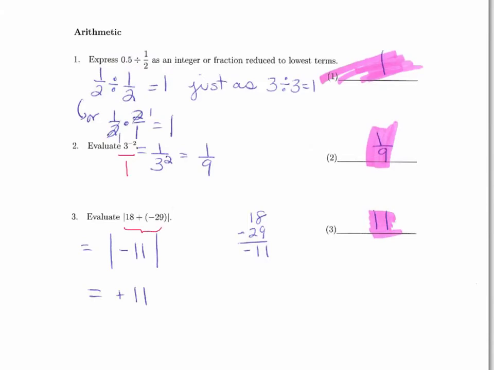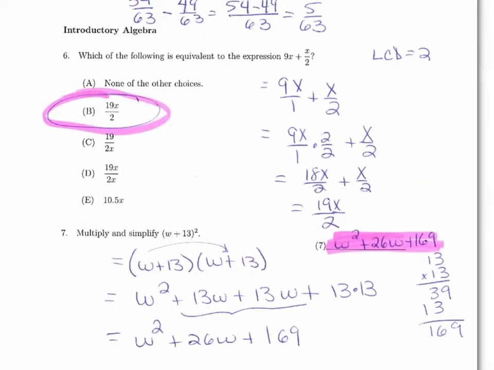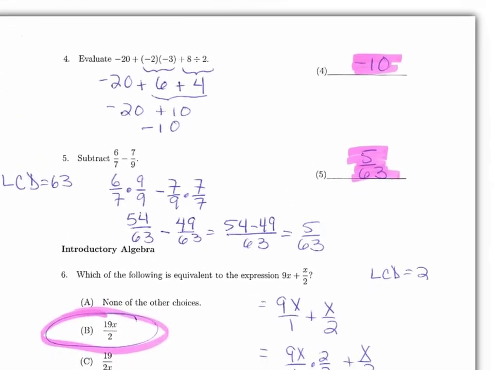That negative 11 goes inside. So it's 18 minus 29, the guts of the absolute value here. Then when you take the absolute value, that number becomes a positive, and you remove the bars. So you get just 11. Now, let's take a look at number 4.